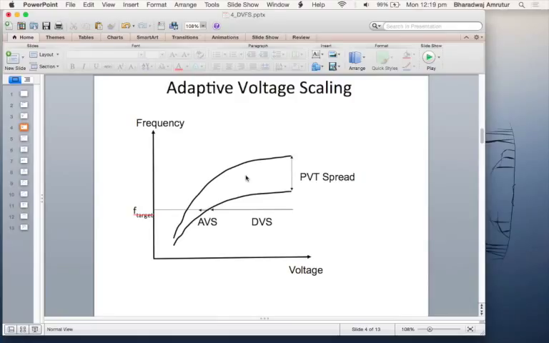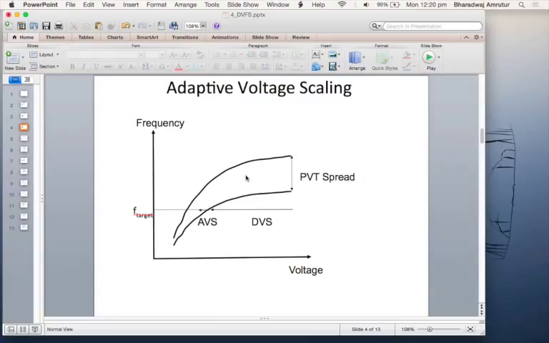As we saw the other day, when we reduce the frequency, the dynamic power consumption comes down, because dynamic power is half alpha C V square F, where alpha is the activity factor. So as I reduce F, dynamic power will come down linearly.